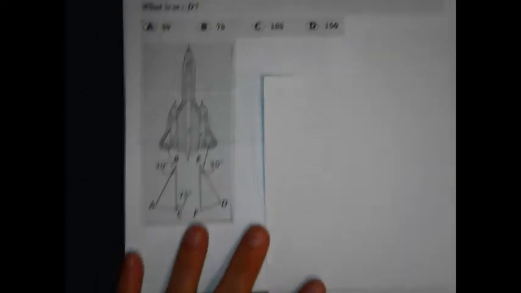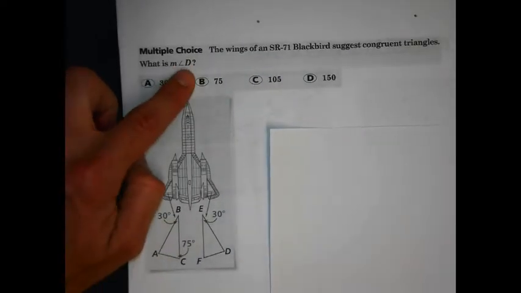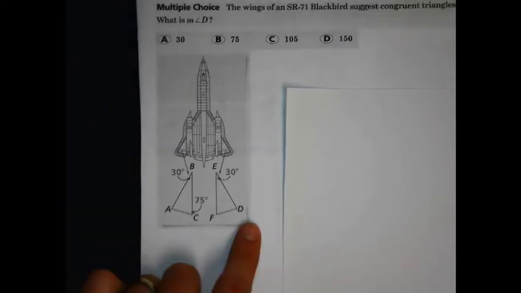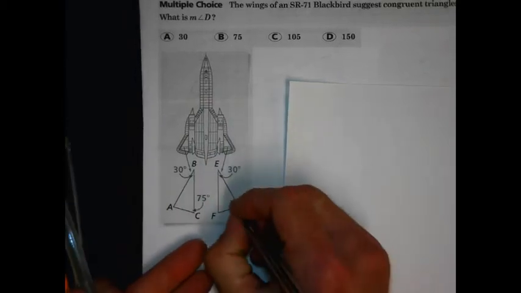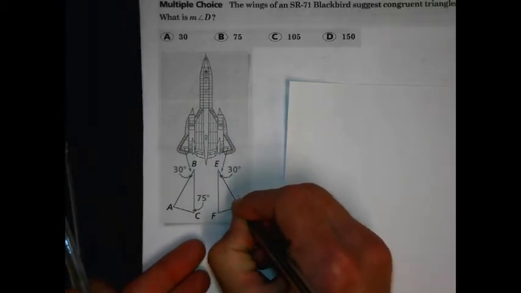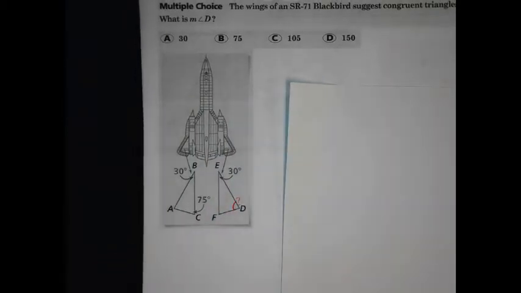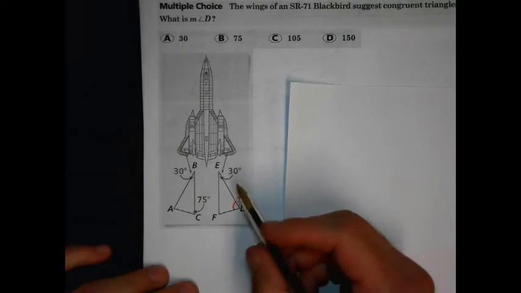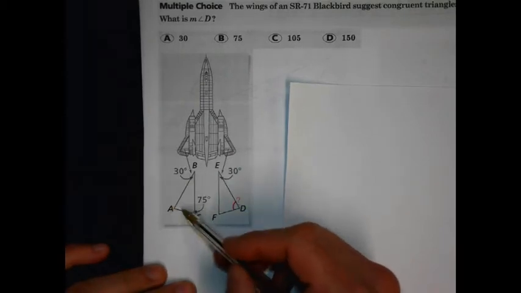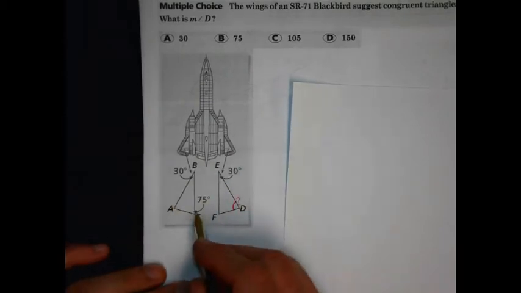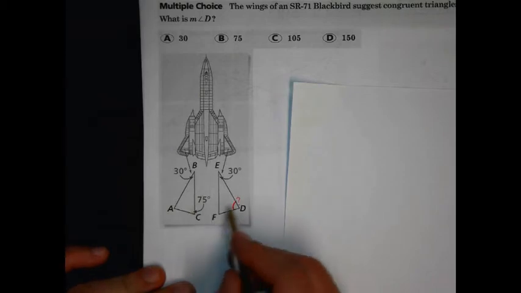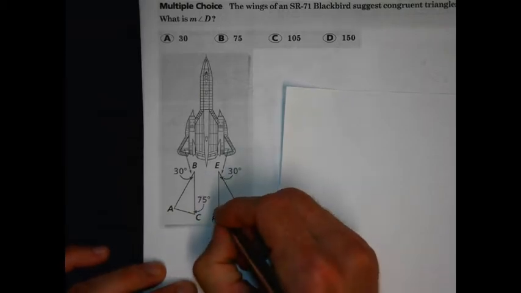The question is, what is the measure of angle D? So here's angle D way out there. What is the measure of angle D? Well, look what we have going on. Remember, it says they are congruent, right? So if these are congruent triangles, look at ABC. See that triangle ABC? You see angle C is 75. Guess what you know about this triangle over here? Yeah, very good. Angle F must be 75.